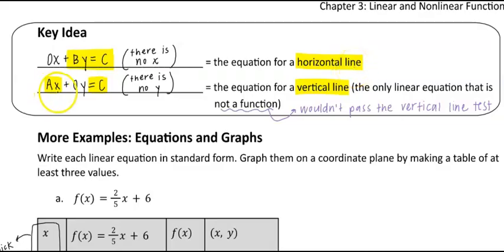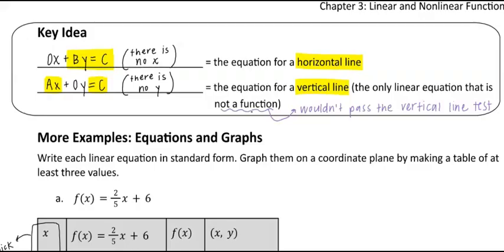Anytime you have a linear equation without a y in it, if it's just ax equals c, like a 0y, that's the equation for a vertical line, which, by the way, is the only linear equation that's not a function. Because think about it, a vertical line is not going to pass the vertical line test, whereas every other straight line will pass the vertical line test.